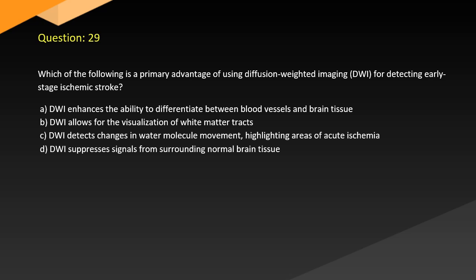Question 29. Which of the following is a primary advantage of using diffusion-weighted imaging (DWI) for detecting early-stage ischemic stroke? A. DWI enhances the ability to differentiate between blood vessels and brain tissue. B. DWI allows for the visualization of white matter tracts. C. DWI detects changes in water molecule movement, highlighting areas of acute ischemia. D. DWI suppresses signals from surrounding normal brain tissue.